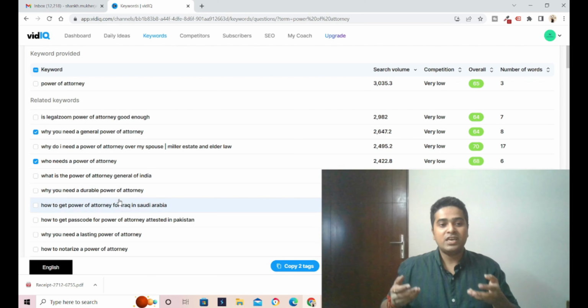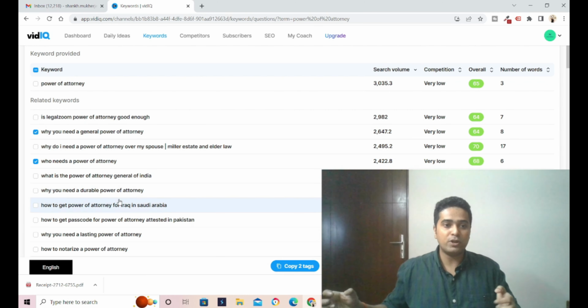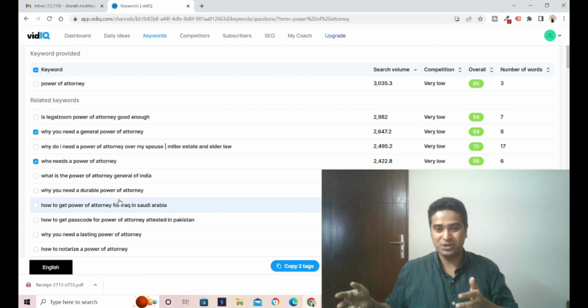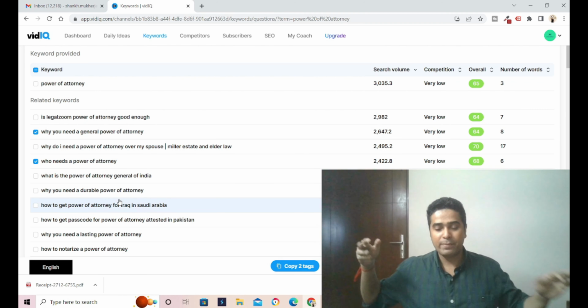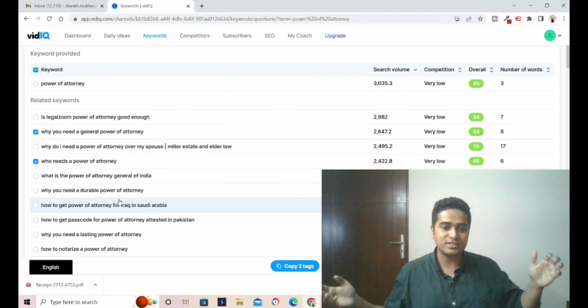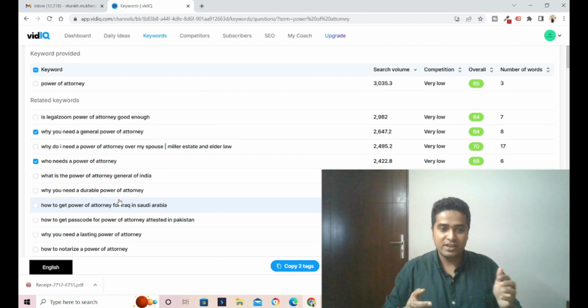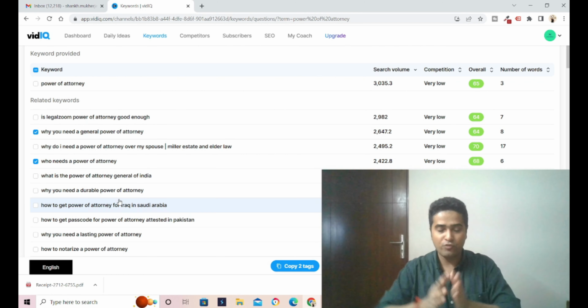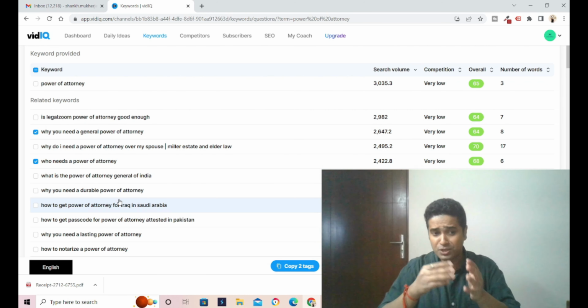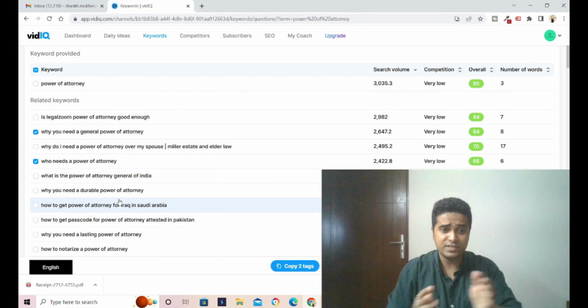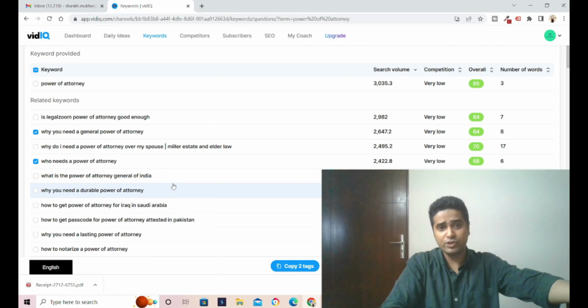Now, these keyword research tools cannot distinguish between Attorney General and power of attorney. So you have to be very clever when you work with these keyword research tools, because they cannot understand the difference between some very similar looking things. Two very different things, power of attorney and Attorney General. One is a person, one is a document. So you have to be very mindful of these things, and you have to understand which one will work for your channel and which one won't.